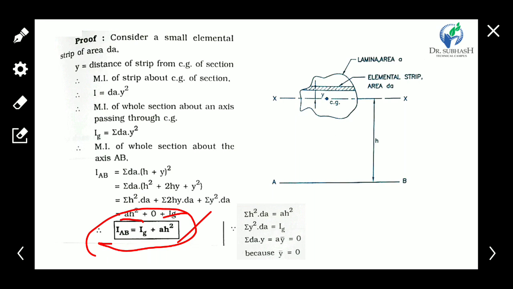So hence it proves the parallel axis theorem. With the help of this parallel axis theorem we can easily find the moment of inertia about any reference axis for a given area or given body.